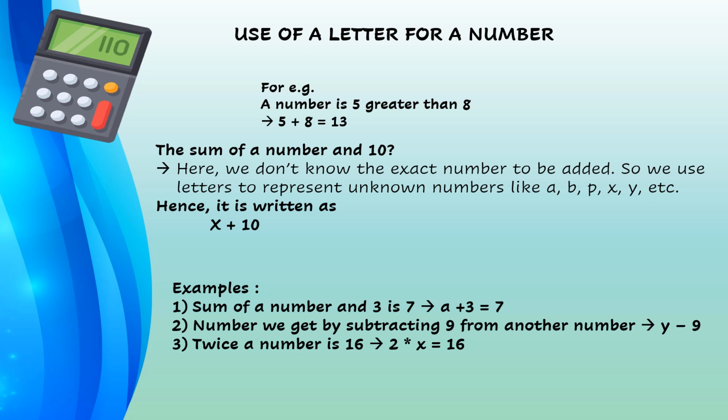Twice a number is 16. Twice means 2 times. So 2 into a number we don't know, so 2 into x. You can write it as into. Here I don't have the into sign, so I put an asterisk. You can also write it as into. 2 into x equals 16, or you can write 2x equals 16.